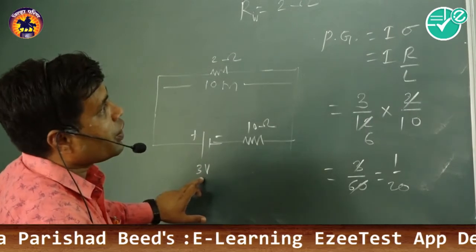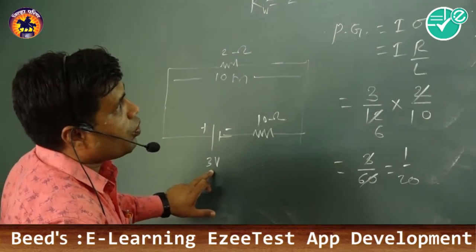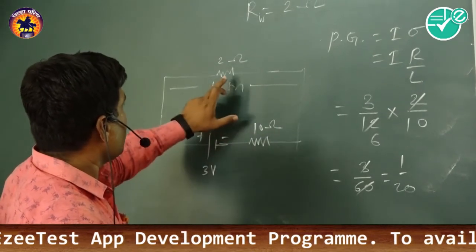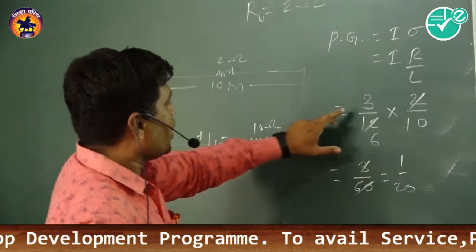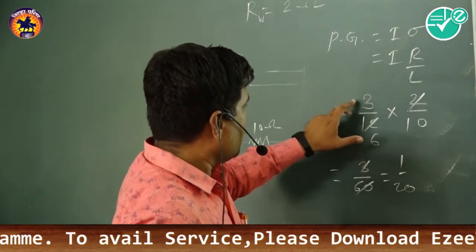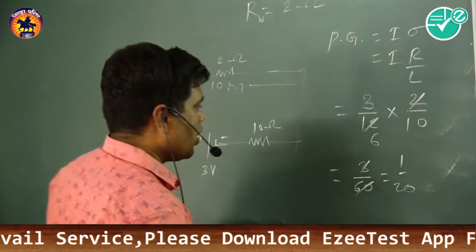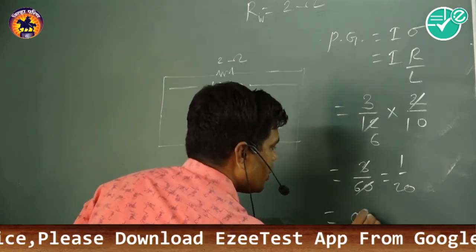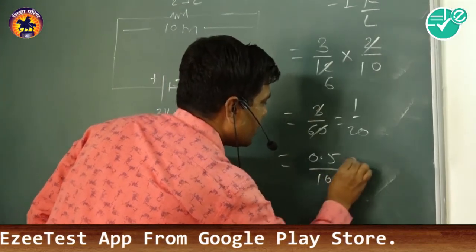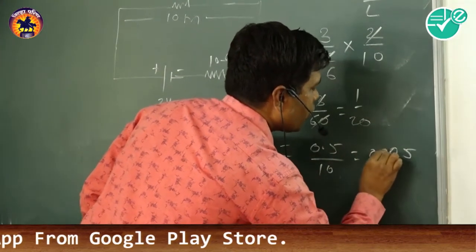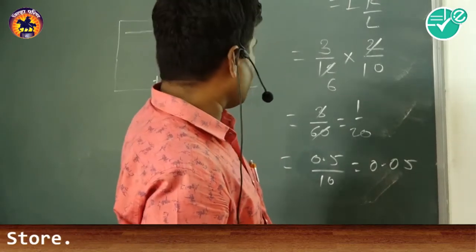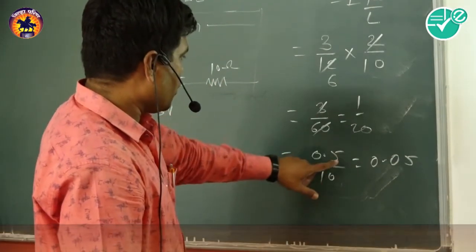The given circuit has a voltage of 3 volt. After that it is given 10 ohm and 12 ohm. So here current is 3 by 12, then 3 by 60, so 1 by 20. So it is 1 by 2, meaning 0.5, divided by 10, so the answer should be 0.05. There is no such answer here, 0.1 by 2.